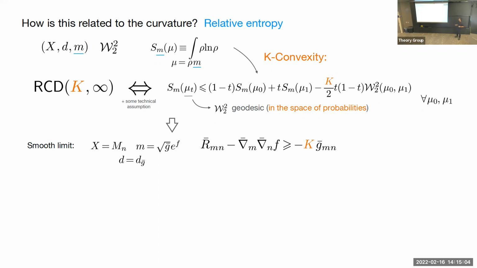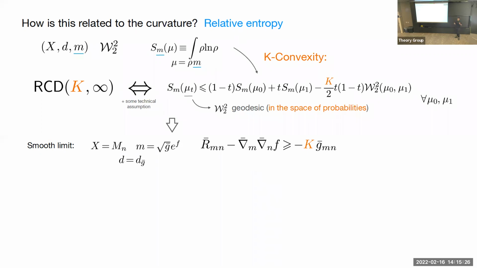It's a good point. To be honest, I don't know the details, because this S is evaluated along geodesics in the space of probability distributions. And those depend also on the underlying geometry. And there are some very non-trivial steps to go from these to these.